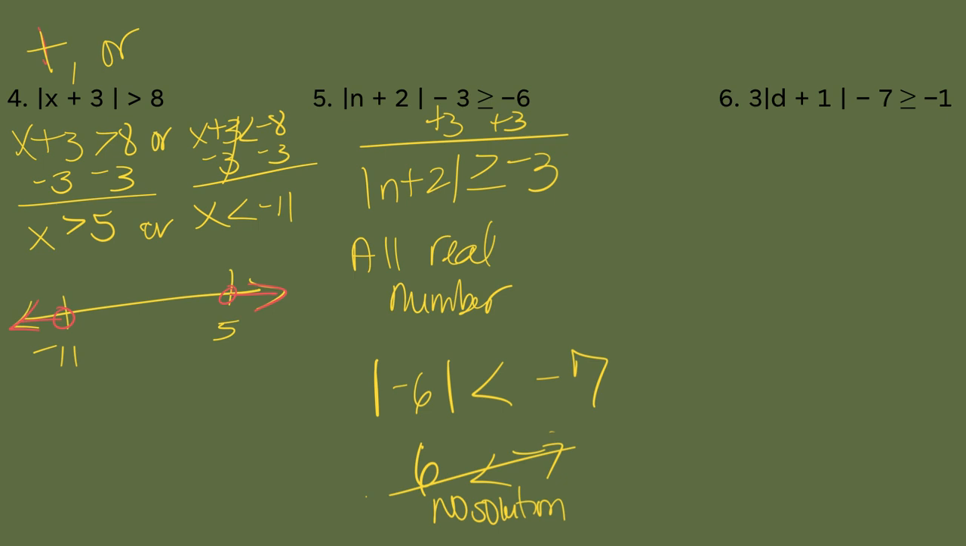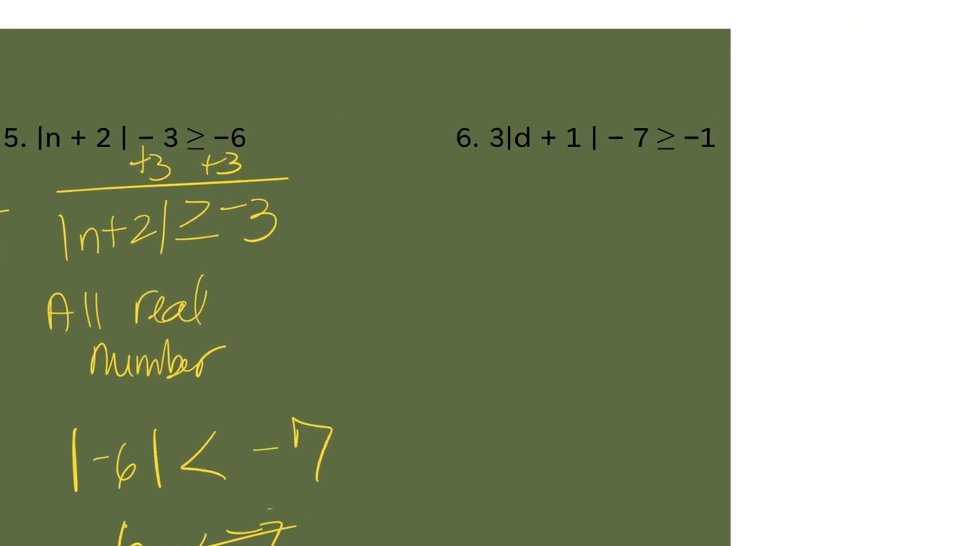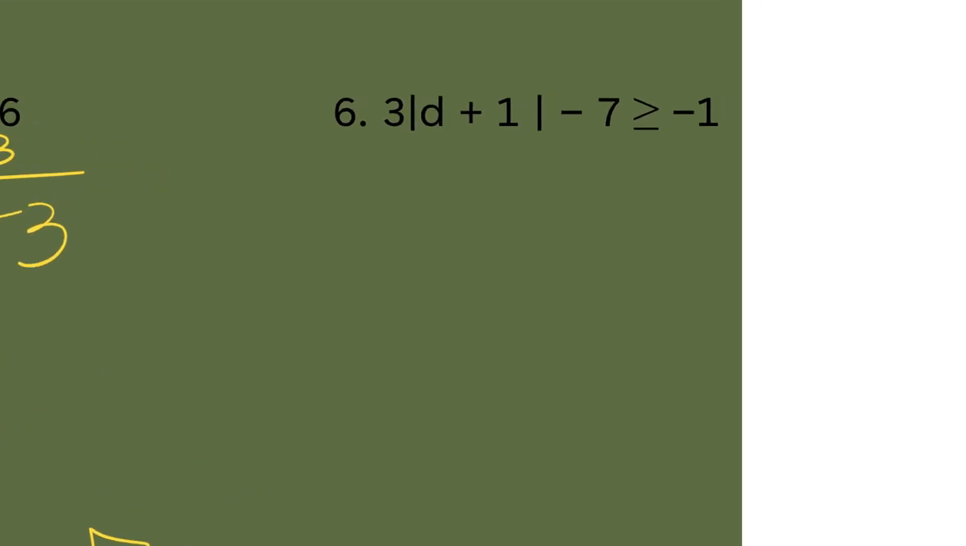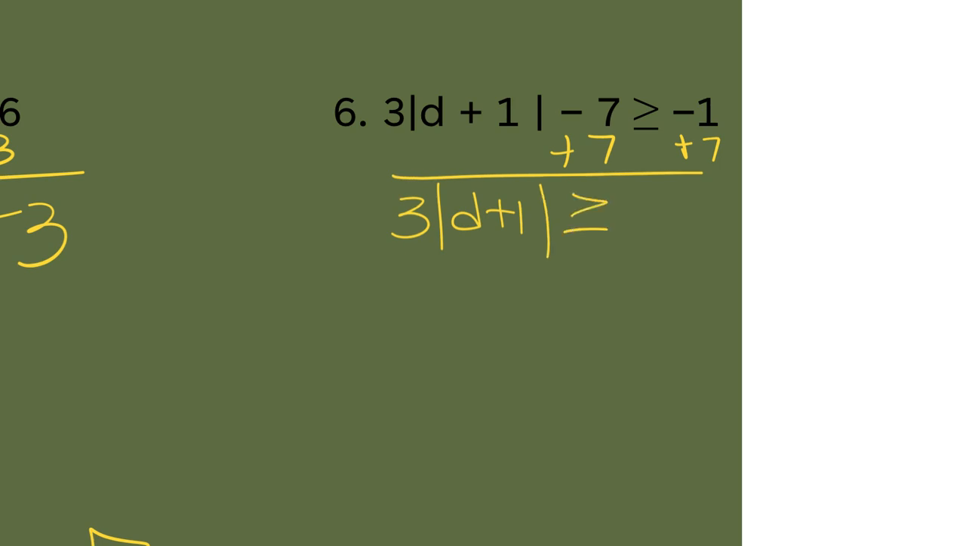Let me expand number 6. All right. Now I have what here? I have a 3 in front of my absolute value, and I also have a negative 7, right? What should I get rid of first, so I can start isolating my absolute value? I'm going to add 7. So I'm going to be left with 3 times the absolute value of D plus 1 is greater than or equal to 6.